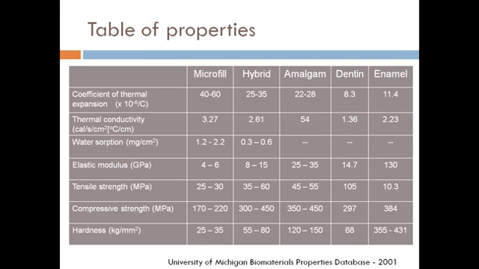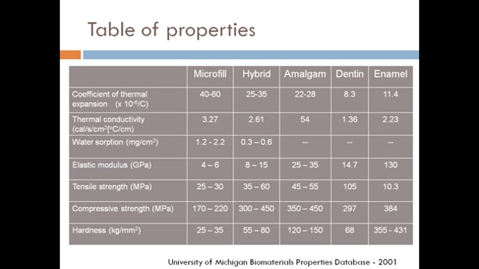This is a table that was very nicely put together by somebody at the Biomaterials Department at the University of Michigan, that correlates the coefficient of thermal expansion, the thermal conductivity, the water absorption solubility, the elastic modulus, tensile strength, compressive strength, and hardness for different types of composites. Microfills and hybrids being the 2, and then amalgam and the natural tooth, either dentin or enamel, as a comparison. So you can see that there are ranges of properties for each one of them.